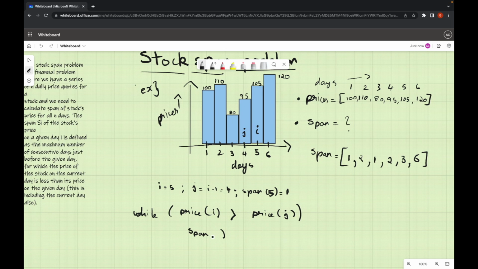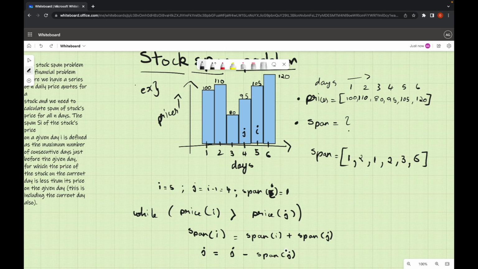So you increment, this is I, okay? You increment the span on ith day: span of I is equal to span of I plus span of j, and you decrement the jumping pointer. Basically you jump the pointer from j to j minus span of j.